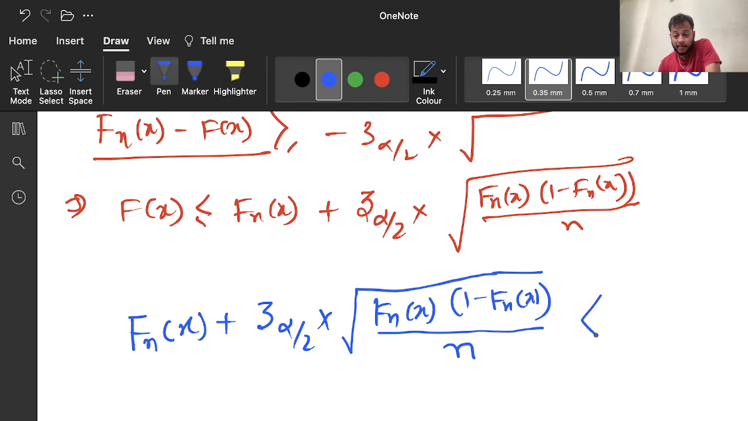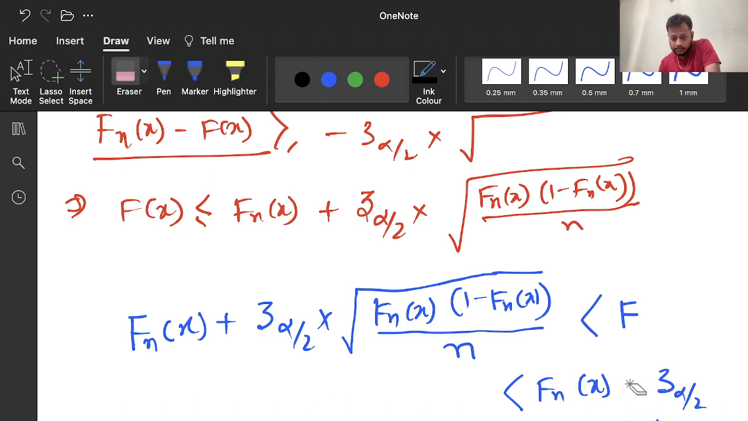What is the probability that F(x), our actual cumulative distribution, will be in this range? That probability we have just calculated. This is minus of root over of this thing. So you see the probability of this will be 1 minus alpha.